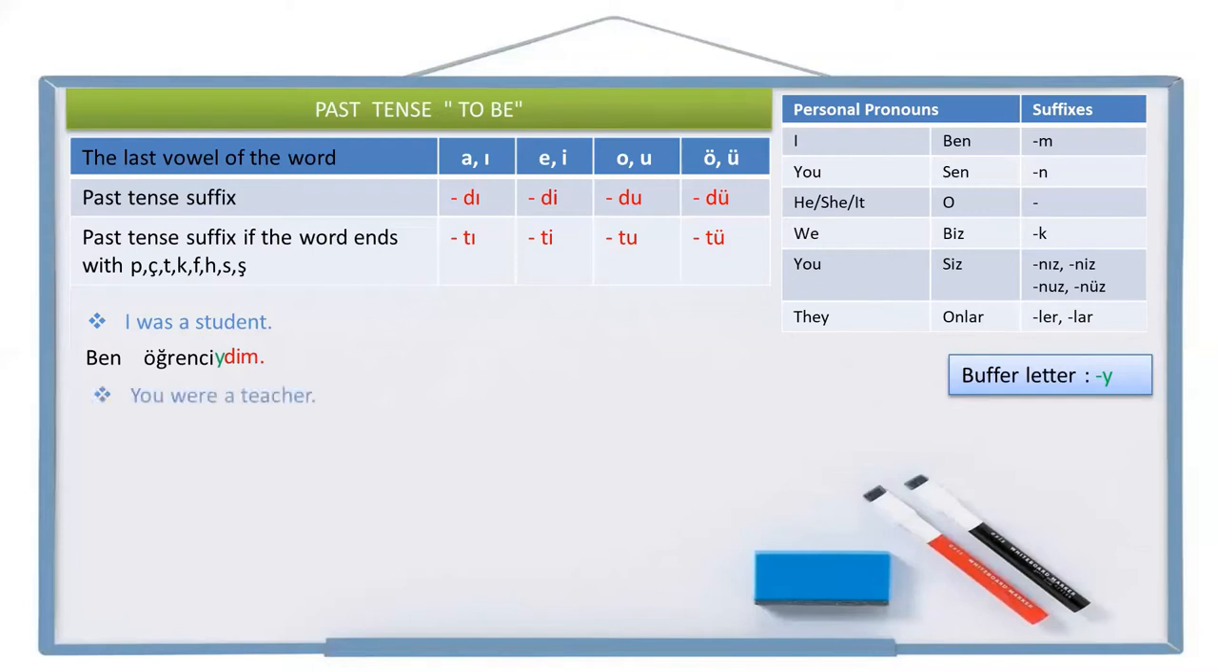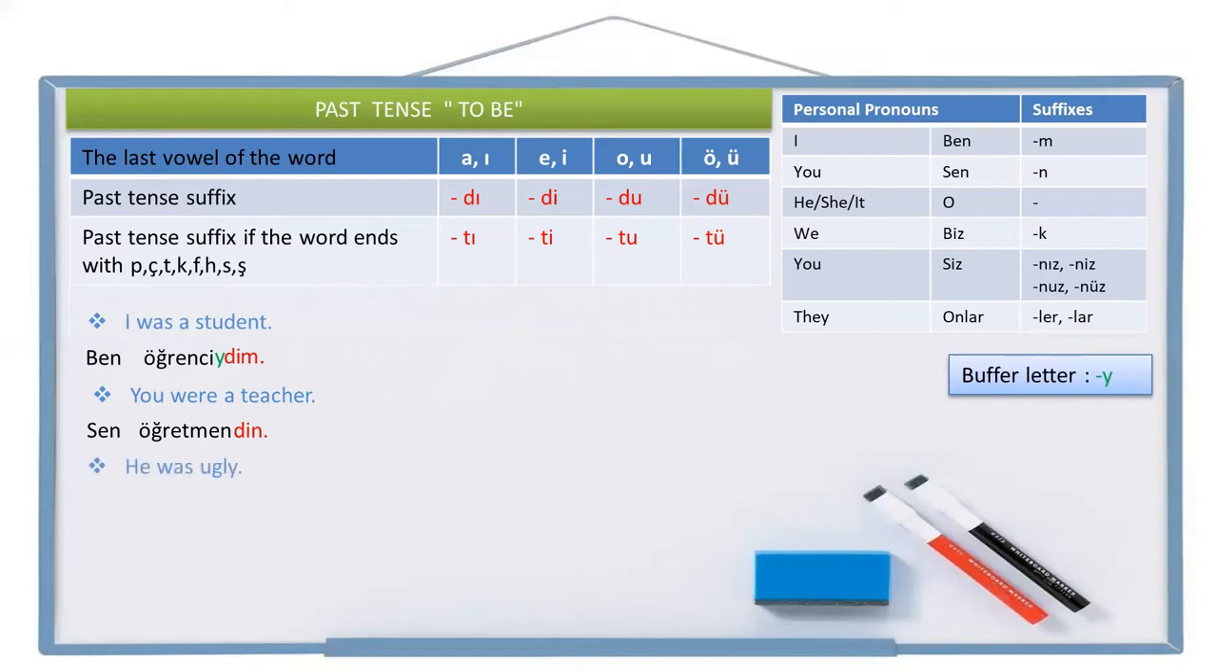Let's make one more example. You were a teacher. Actually, we are going to say you were teacher. The person pronoun you, sen, teacher, öğretmen, were teacher, öğretmendi, and the person pronoun suffix to the end. Sen öğretmendin. You were a teacher. The person pronoun, after that, the noun, and after that, past tense suffix, and the person pronoun suffix to the end. That's simple.